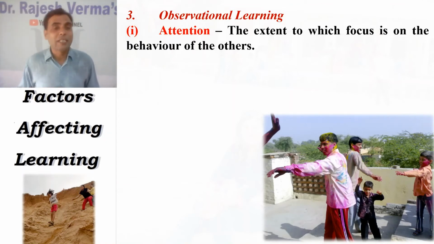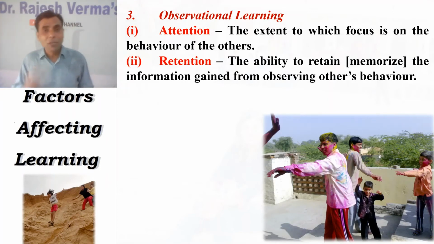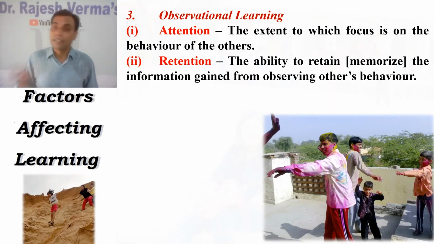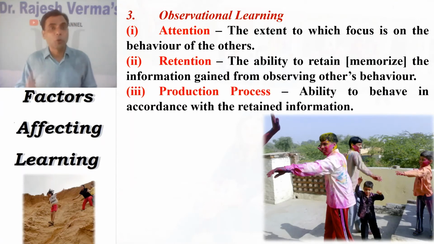The first one is attention. The second is retention. Retention of the observation, what they have observed, to retain in your long-term memory. The ability to retain or memorize the information gained from observing others' behavior is known as retention. The third factor, production process. You know attention, then retention, and finally the production process. What is that? The ability to behave in accordance with the retained information.